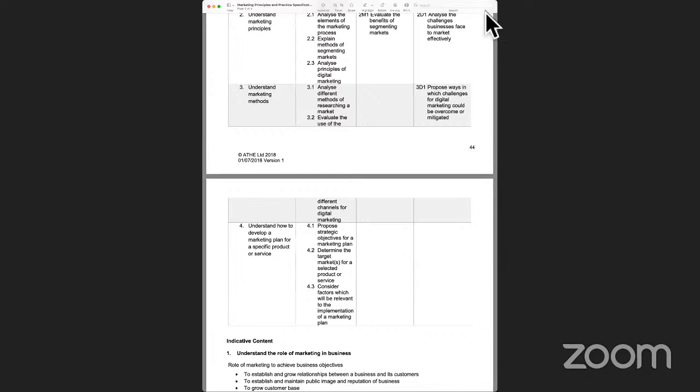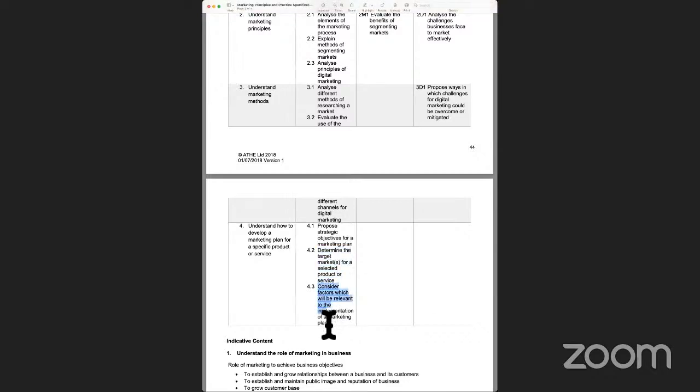When I say putting this into a bit of practice, the first criterion talks about proposing strategic objectives to be able to develop a marketing plan. Here, we want to create a marketing plan for a particular product that we have in mind and explain how we would go about planning some of the marketing activities to take this product to market.